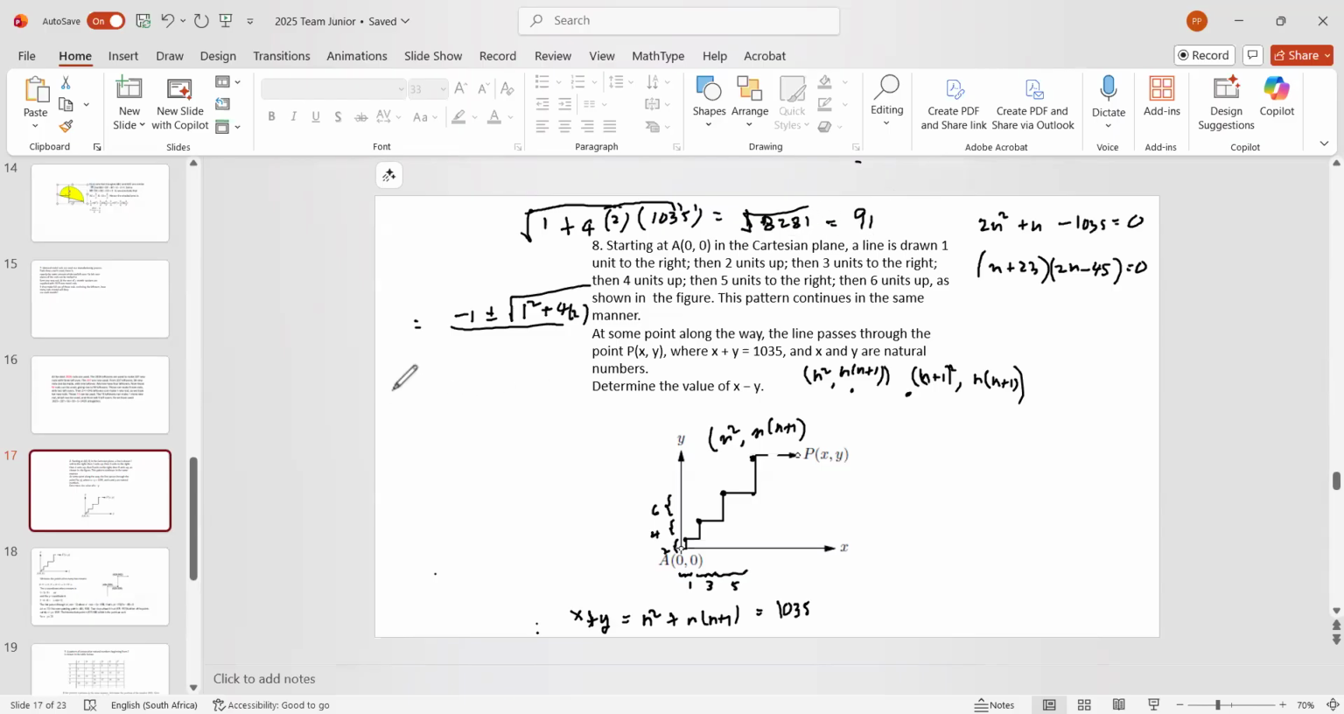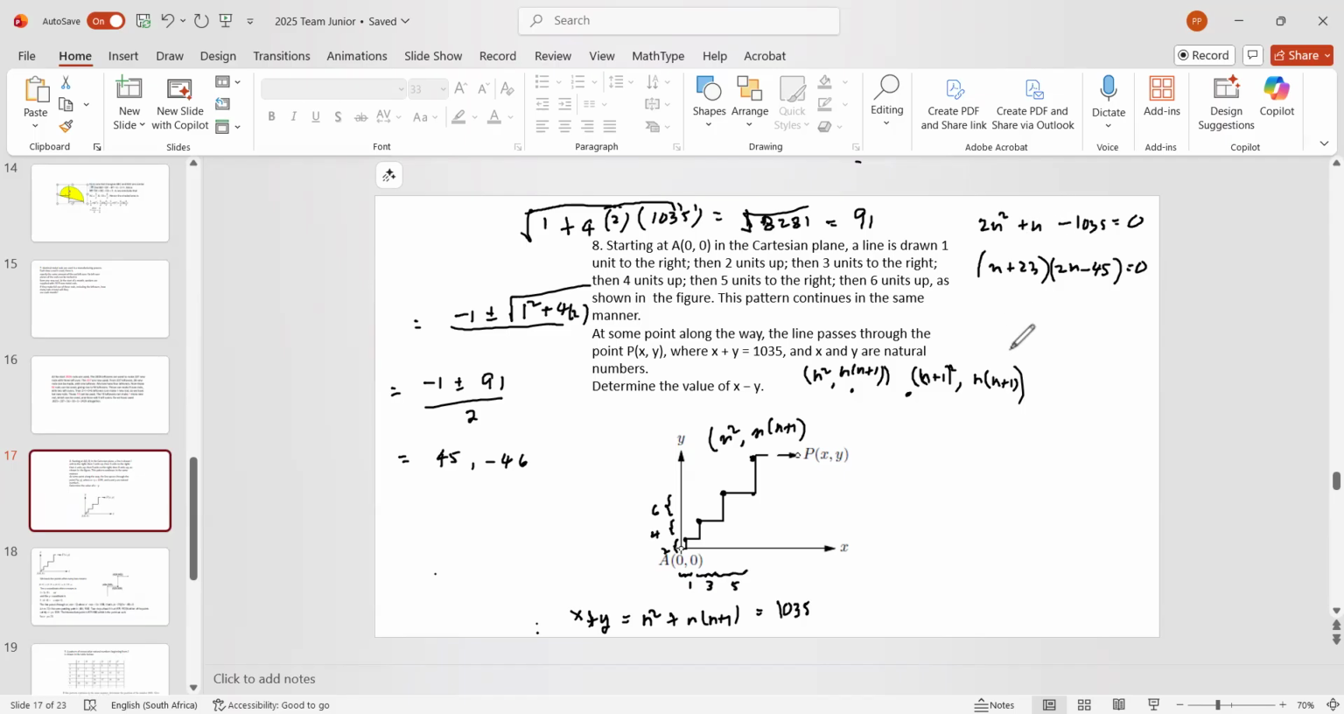So you have that this is equal to minus 1 plus or minus 91, it's exact, over 2a. And you got two roots. You got 45, and then you got minus 92 over 2, which is minus 46. So those are the two roots.